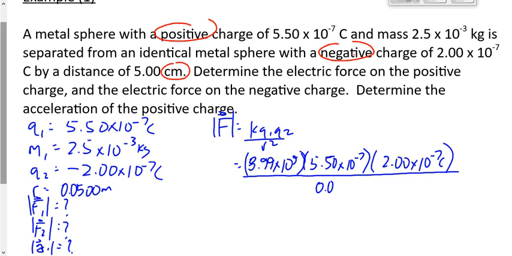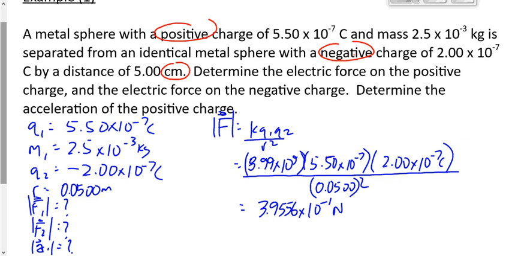Now the value of R is 0.050 meters. We square that. And when we do, we end up getting a value here of 3.9556 times 10 to the minus 1 newtons. Now, how many digits should we express this to? 2 or 3?